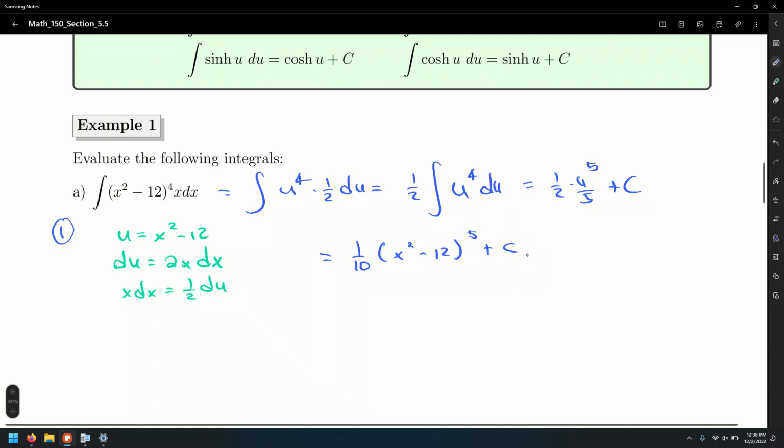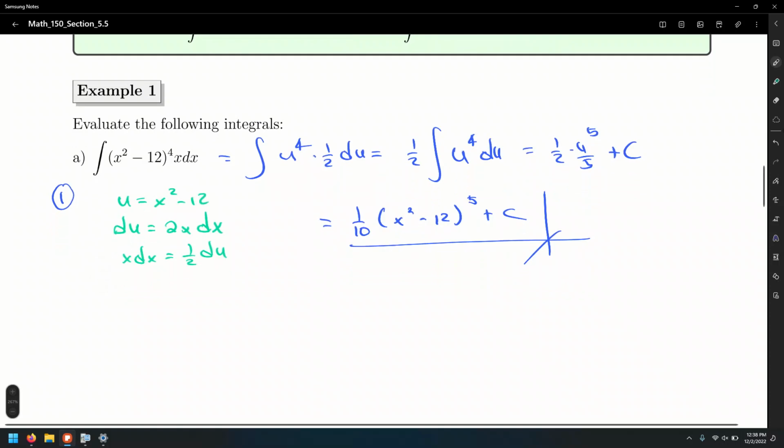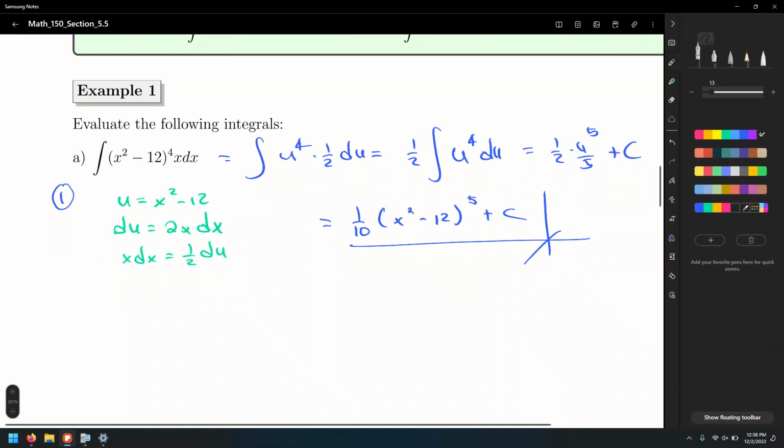And that's the final answer. All right. Let me discuss the second way to show the substitution. Number two. And let me write the integral again. The integral of (x squared minus 12) to the 4th power x dx.